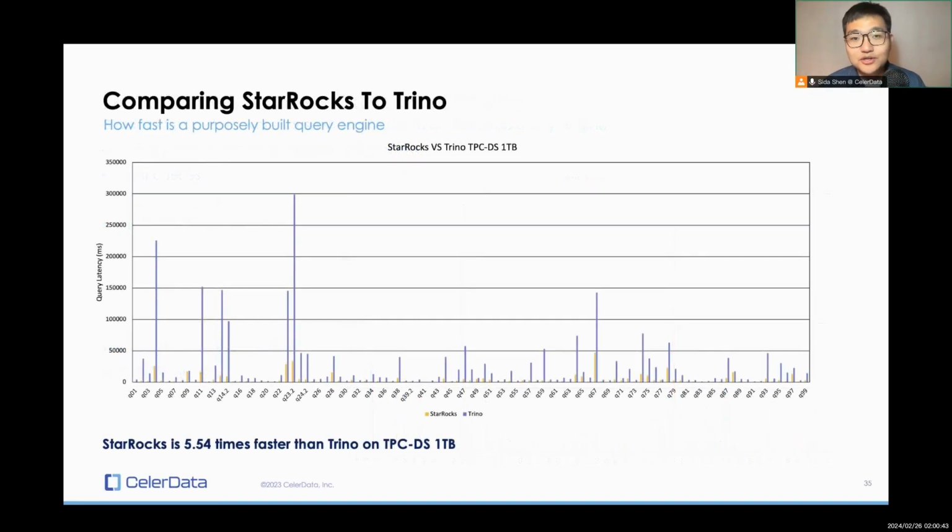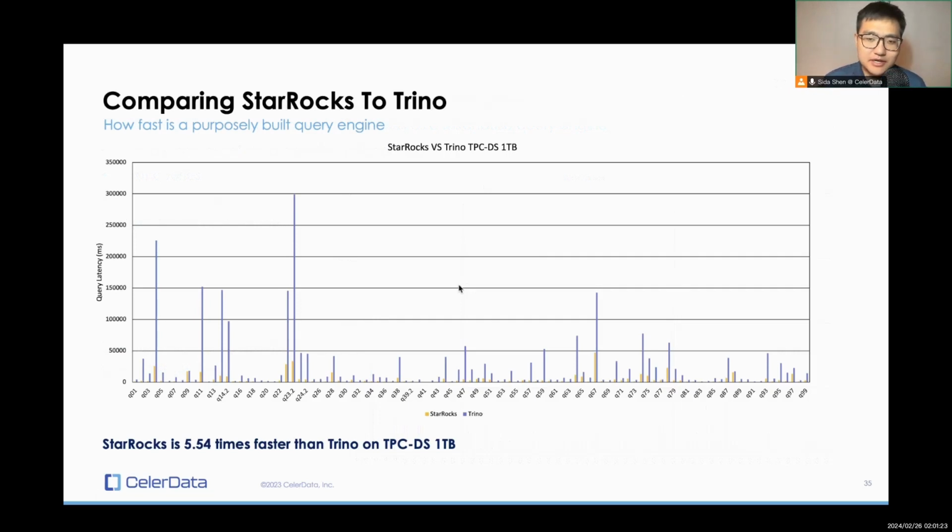Then we'll show another benchmark between StarRocks and Trino, which is another popular open source query engine that's really good at connecting to a lot of data sources and performing in-place analytics without actually moving the data, right? And see how much faster a purpose-built lakehouse query engine like StarRocks is than Trino, right? On the TPC-DS 1 terabyte benchmark test, StarRocks is 5.5 times faster than Trino, like half an order of magnitude faster.